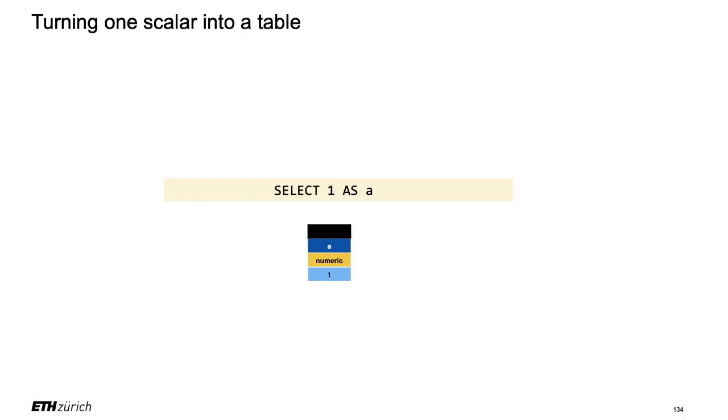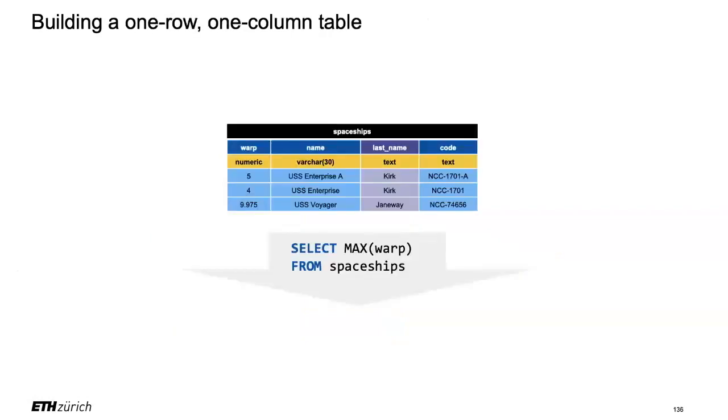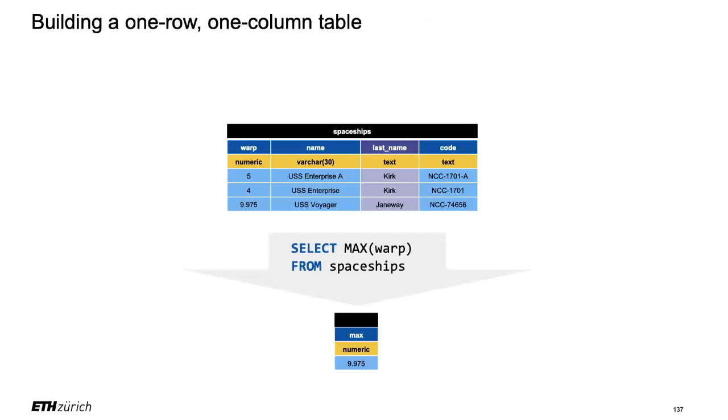Why do I say that? Because it works in the other direction too. You can also have a query that creates a table that happens to have one record and one column. When you have a query that returns that, you can nest that query where a scalar would be expected. And that's magic too. For example, select max work of the spaceships outputs something that has exactly one row and one column. You can nest it inside a multiplication, because it's only one cell in there.